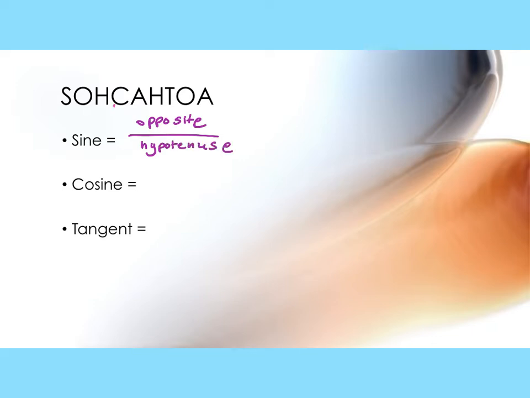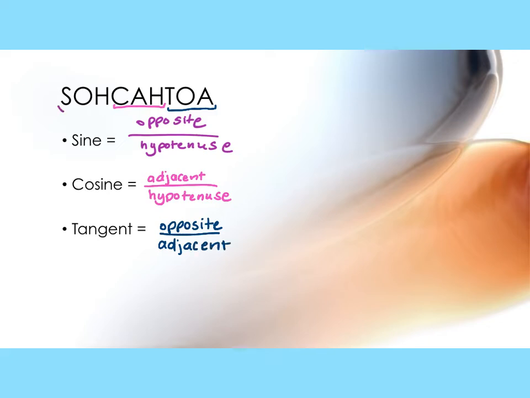The cosine, which starts the CAH, is adjacent over hypotenuse. And the tangent, which is the TOA, is opposite over adjacent. So this only works on right triangles, because no other type of triangle has that hypotenuse, right? So all of this stuff is based on right triangle trig.